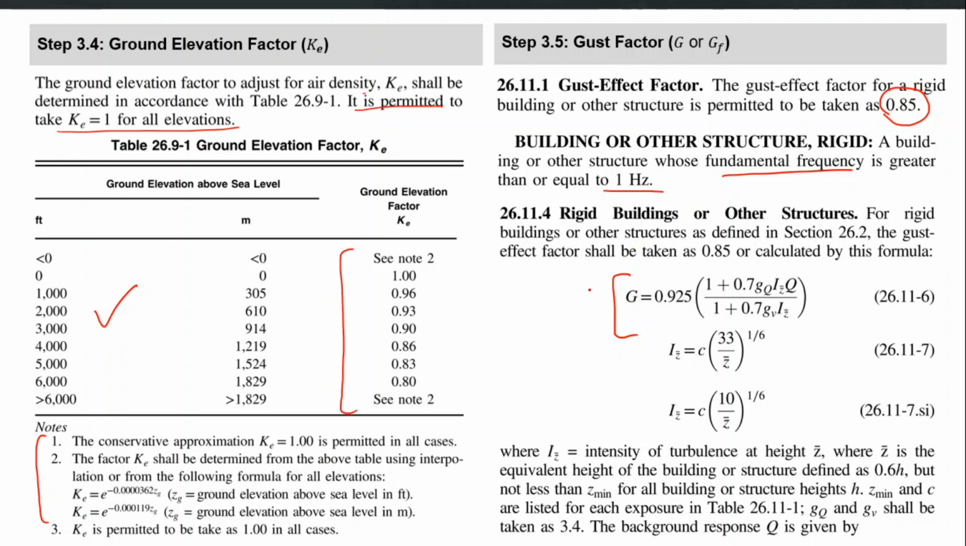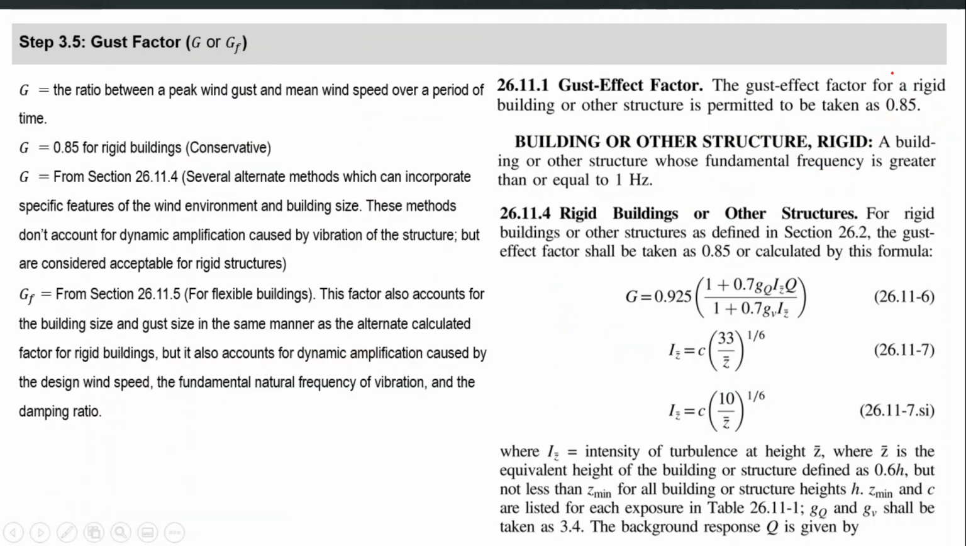The detailed expression actually involves several factors, for example, intensity of turbulence and different heights. I will not be going into detail of the calculation for the gust factor. In most practical cases, 0.85 is used for rigid buildings. But if your building is flexible, which means it is more sensitive to dynamic loading, then you should have a GF factor instead of the G factor.